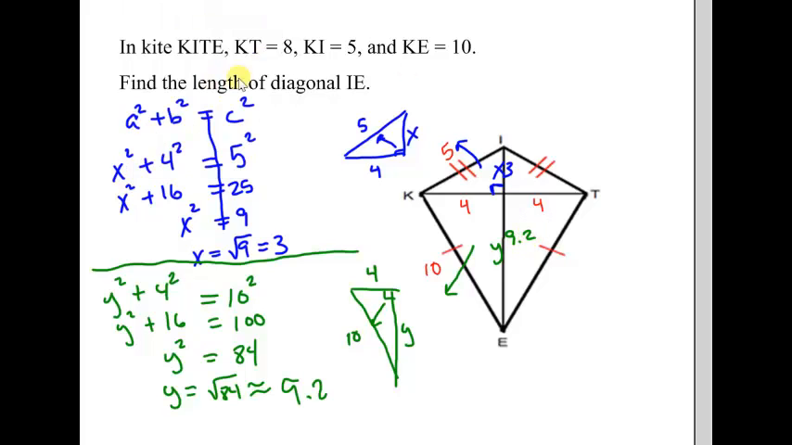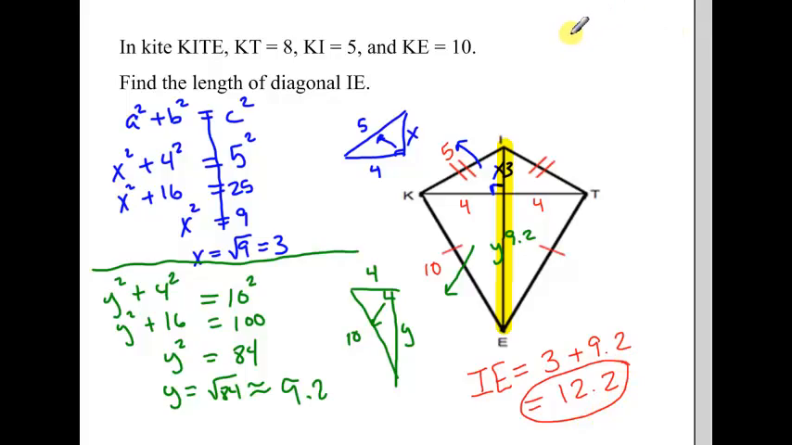Cool. All right, we have enough to answer the question now. And the question, remember, is the full diagonal from I to E. We want to add and join those parts together there. So our final answer is going to be I to E is the 3, the part at the top, plus the 9.2 at the bottom for a grand total of 12.2. That's the kites.